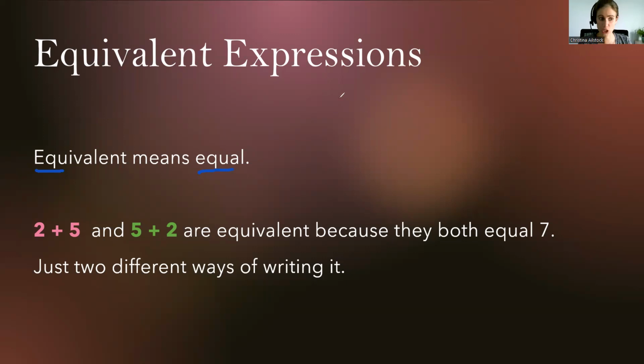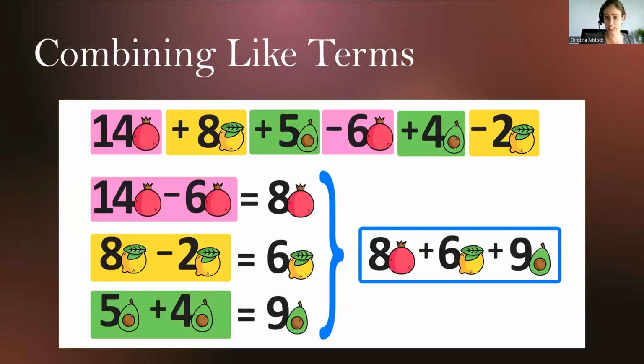Other times, we can use simplification to come up with equivalent versions. So if we think of fractions, 1/2 and 2/4 are equivalent fractions. It's just that one is simplified, one is not, but they both represent that same value. We can do the same thing when we're combining like terms.